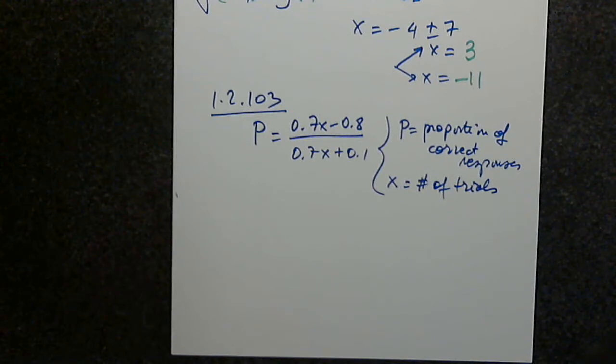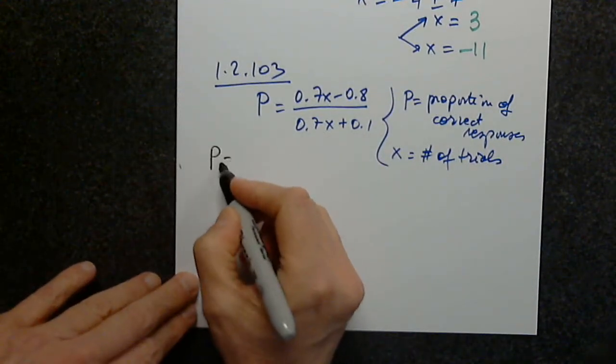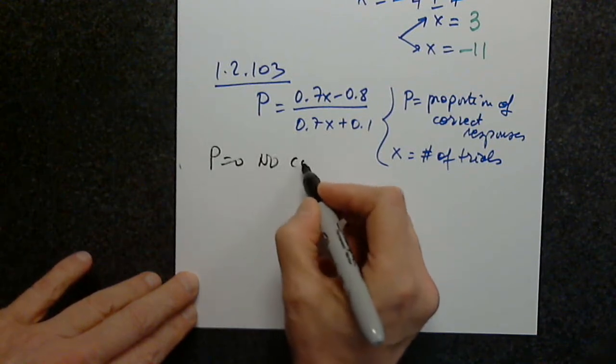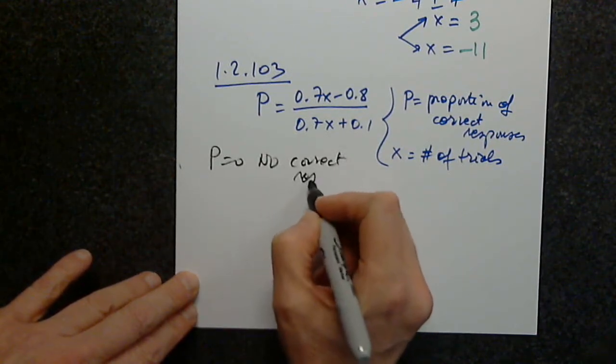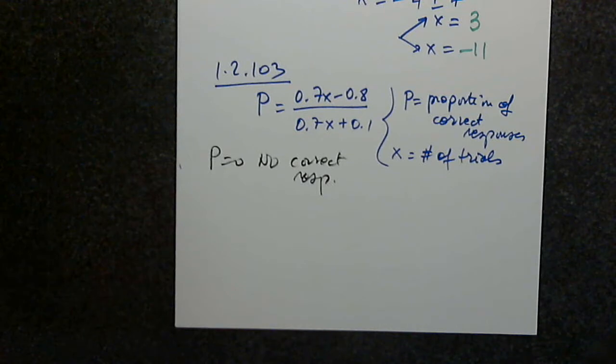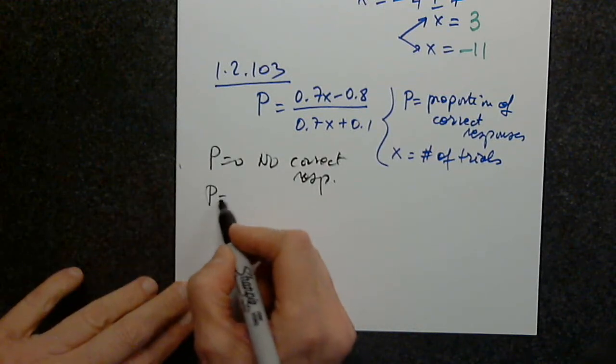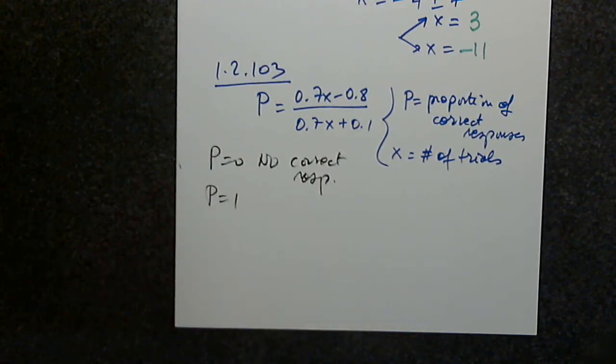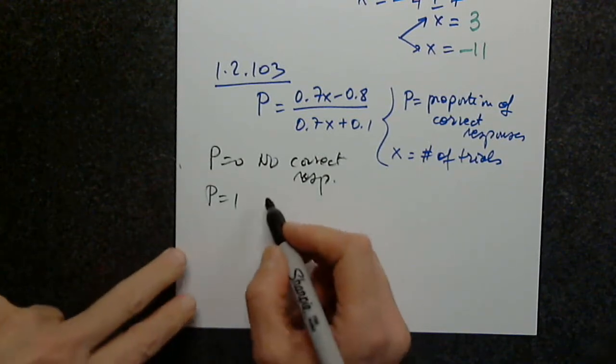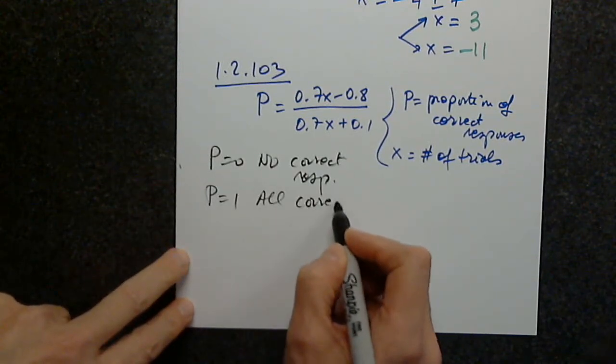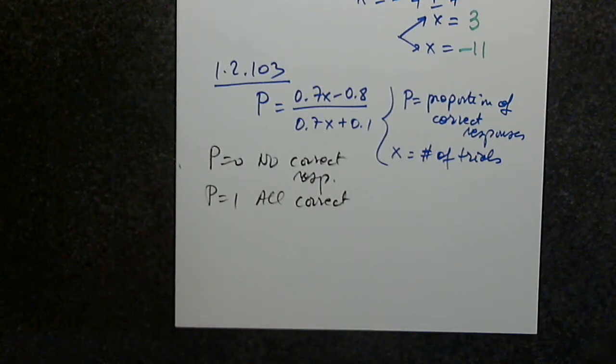If P equals 0, there are no correct responses. So P equals 0, no correct responses. If P equals 1, all responses are correct because we're talking about proportions, right? So 1, all correct. Or if you want probability, 0, nothing is correct, 1, they're all correct.